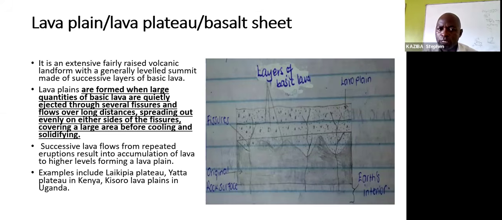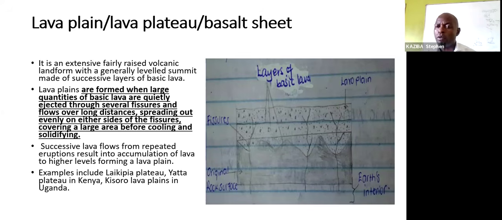How are they formed? They are formed when large quantities, so now we are bringing the issue of quantity, large quantities of basic lava, so the nature of lava is basic, are quietly ejected. So the nature of eruption is effusive eruption. Nature of passage is through several or numerous fissures. And because it is basic, it gets out and flows for a long distance before solidifying.